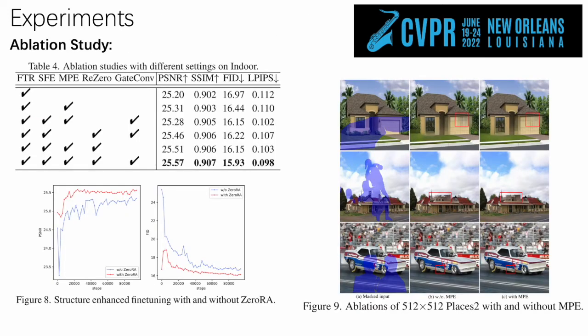We also provide several ablation studies of our components. MPE and GC can slightly improve the performance. Besides, if adding structural information without zero RA, the improvement is limited. The line charts of PSNR and FID during the fine-tuning show zero RA enjoys better convergence and stability.